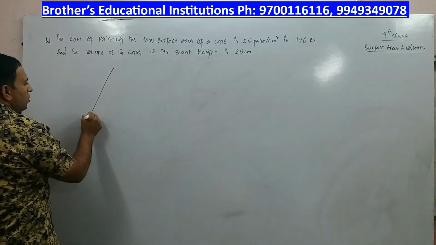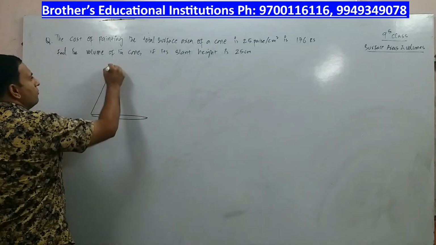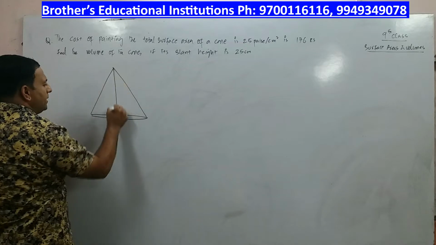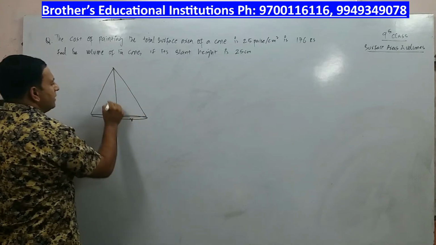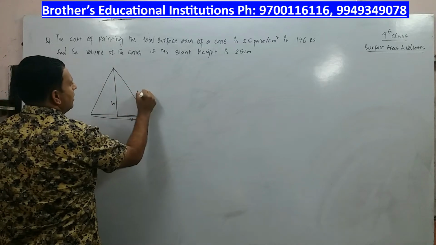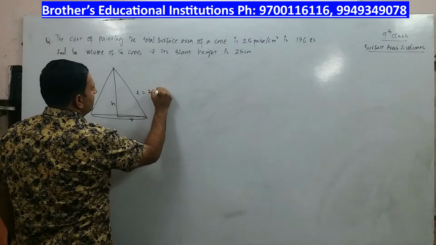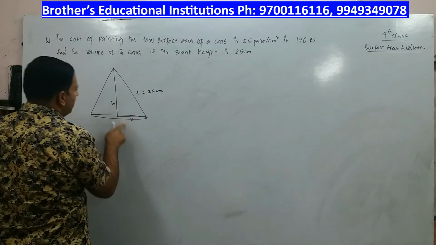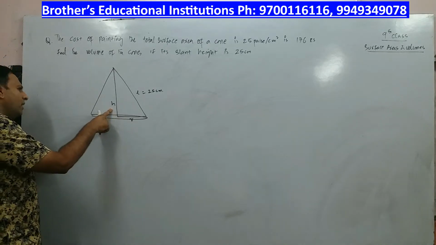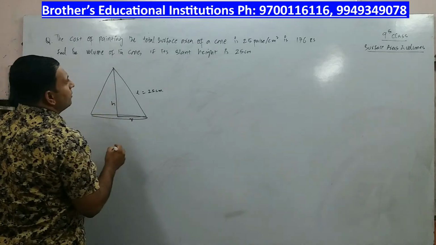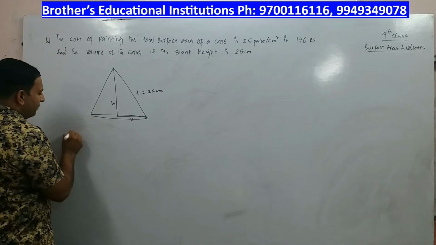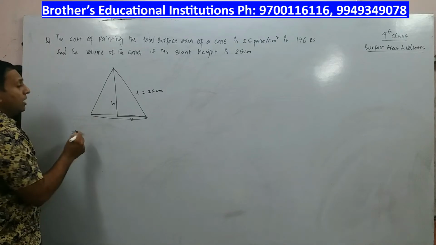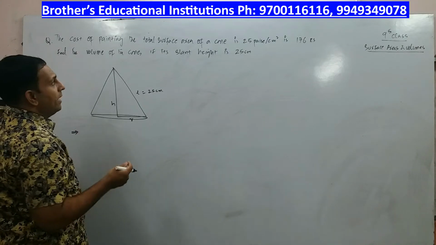Now, there is a cone. For this cone, H is the height, R is the radius and L is the slant height. What is slant height given to you? 25 centimeters. What else do you require? You require the radius of the base of the cone and the height of the cone. For that, first of all, we have to understand how much is the total surface area.